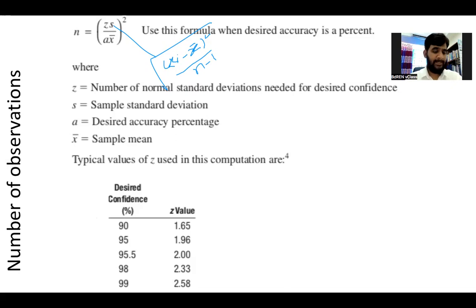So n means how many observations you will take, and statistically we will calculate n here.